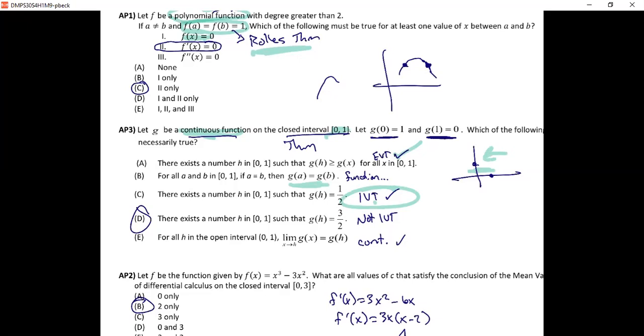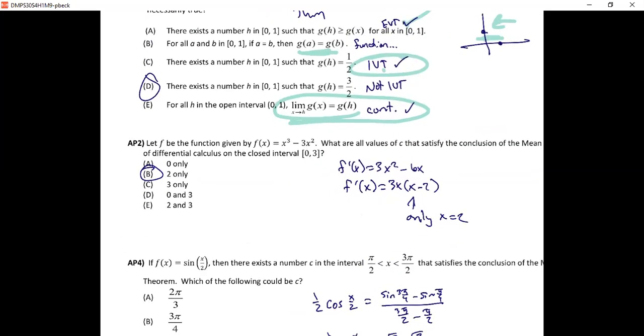But this last one is our definition of continuity. One of the things I really like about this problem is it brings back a lot of our theorems all in one problem. For AP2, you'll see this a lot in terminology. Find all values of c satisfying the conclusion in the mean value theorem. So what's the mean value theorem? Our derivative equals our average slope.